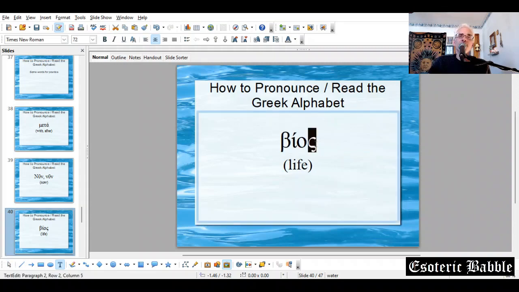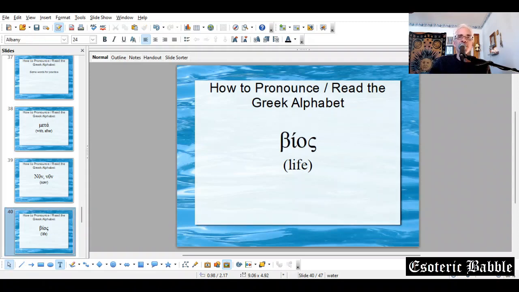Since we encountered this letter and it kind of looks like an S, I'm sneaking this one in. We haven't officially covered it. This is our letter B. We've done the vowels and we've talked about this S sound. So bios, it means life, and obviously we get the word like biology from that, the study of life.